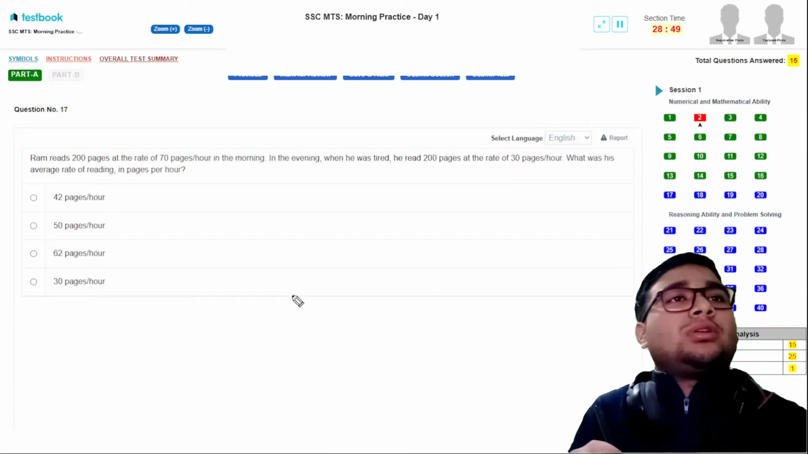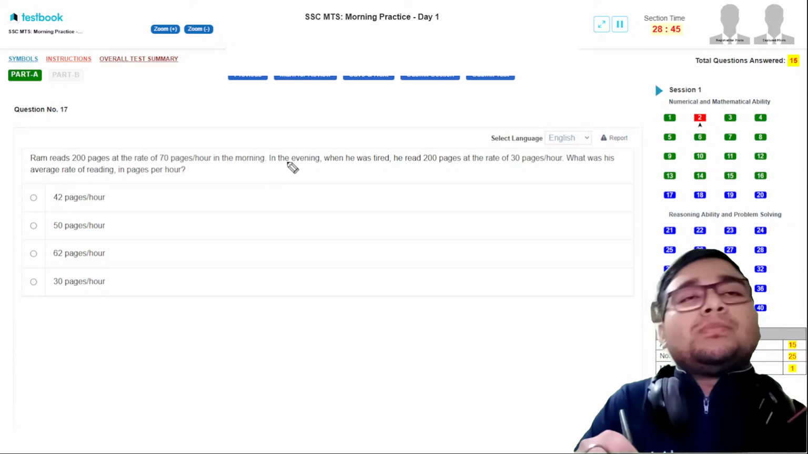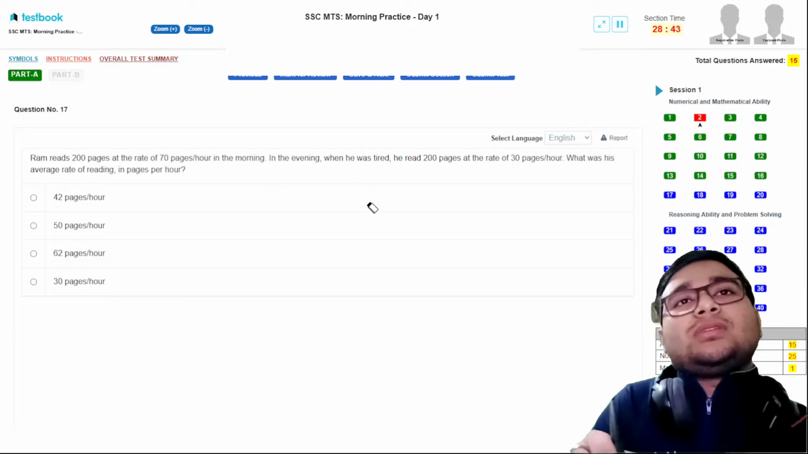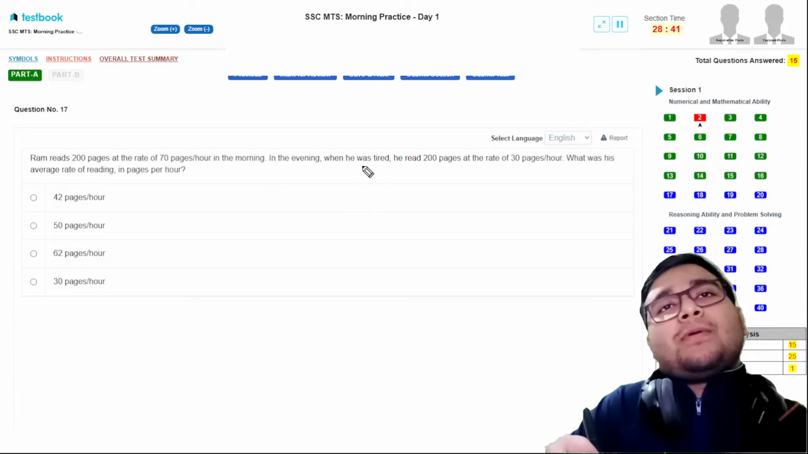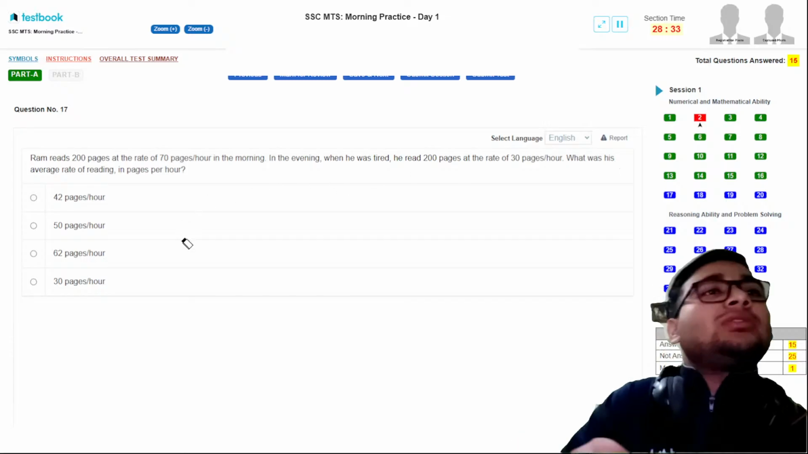Ram reads 200 pages at the rate of 70 pages per hour in the morning. In the evening, when he was tired, he reads 200 pages at the rate of 30 pages per hour. What was his average speed?